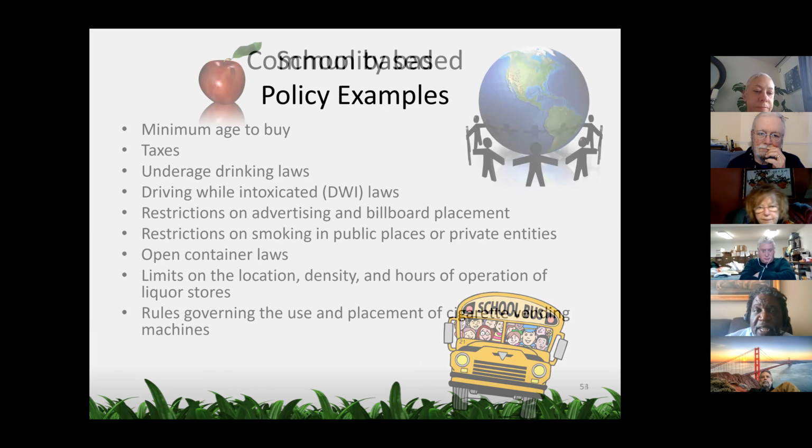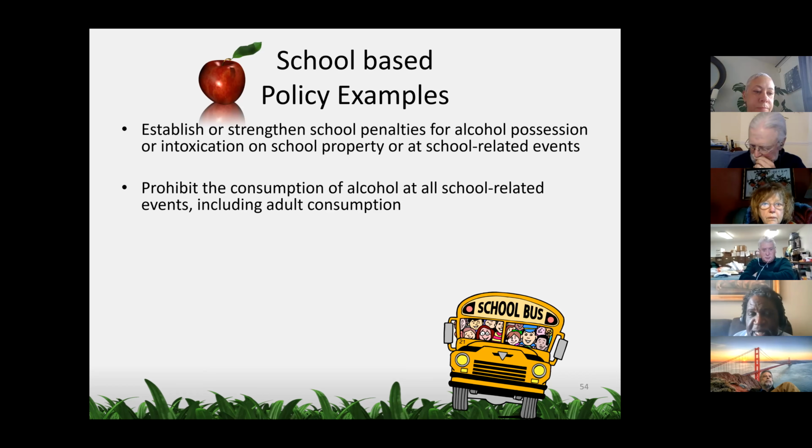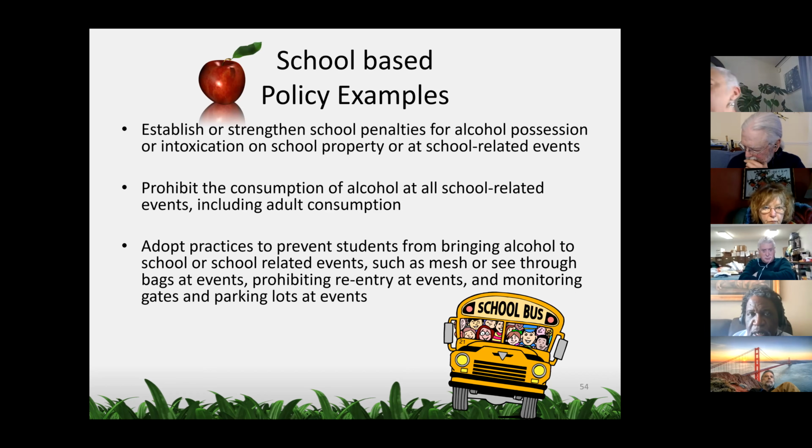Okay? Look at these school-based policy examples. Some schools strengthen school penalties for alcohol possession. Some prohibit the consumption of alcohol at all school-related events. Some adopt practices to prevent students from bringing alcohol to school or school-related events. So schools can have prevention policies in place that can do that.